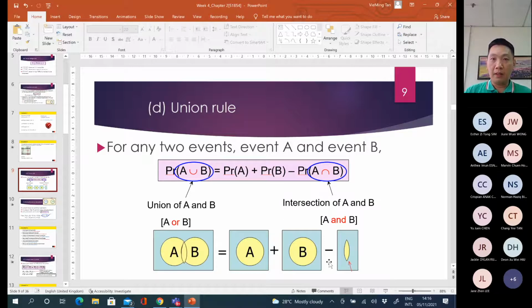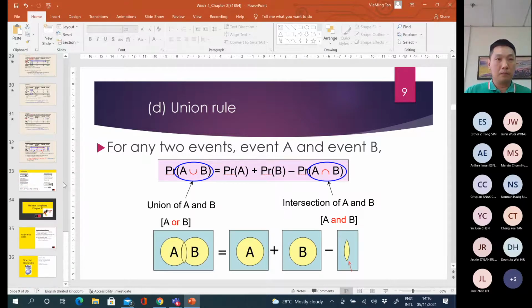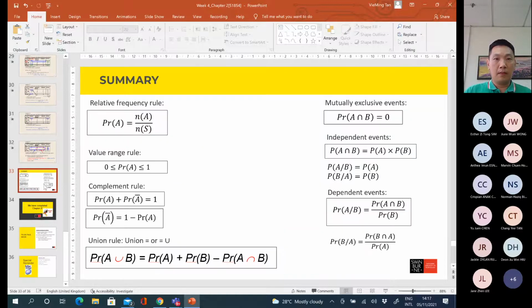So you need to remember this formula, very important. In the quiz, if you've forgotten, what you can do is refer to the lecture notes, or maybe you can make your own summary, so that you can recall the union rule formula. This is the formula to apply if the question is involving a union question.